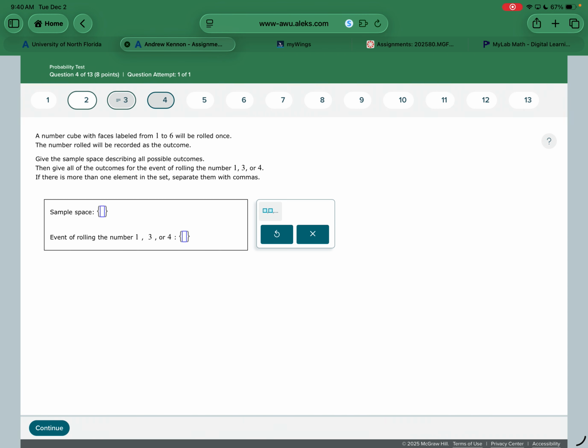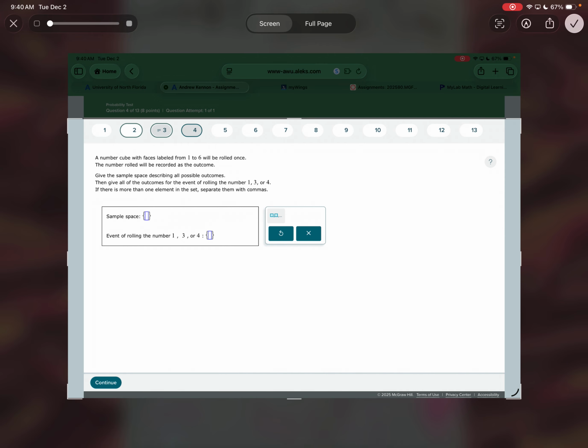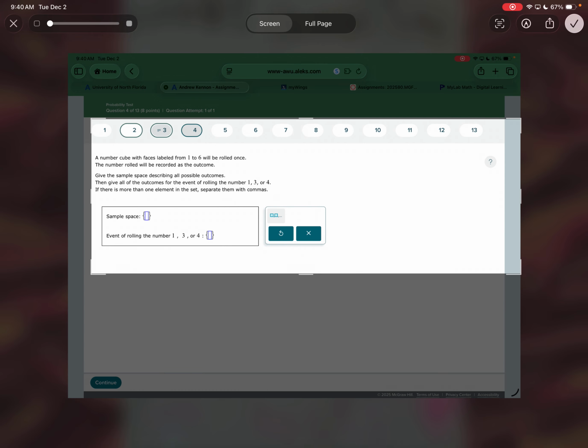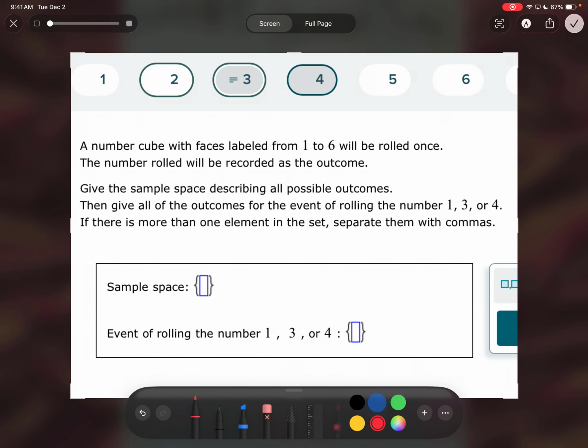Number 4. This one is, there's 2 of these. This test is not that hard till the end there. So do good on this test. A number cube with 1 through 6 will be rolled once. Write the sample space for it. So the sample space is all possible outcomes.